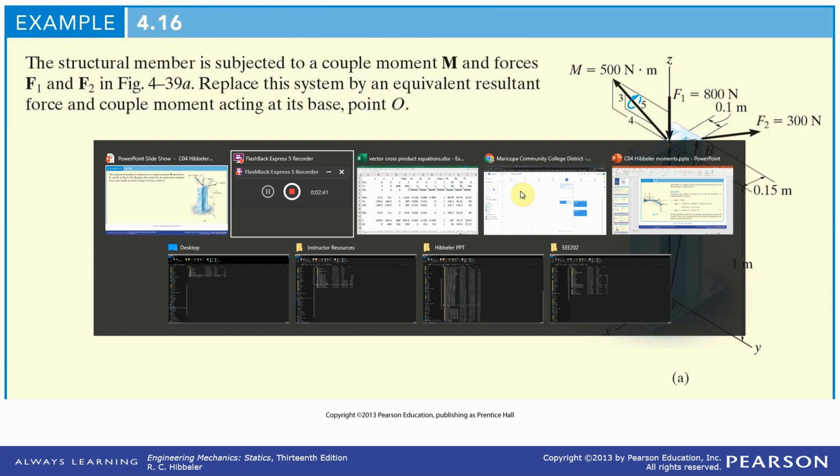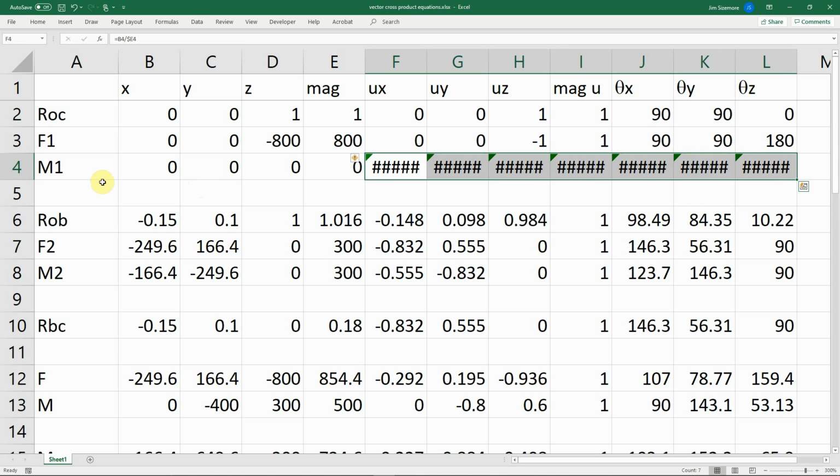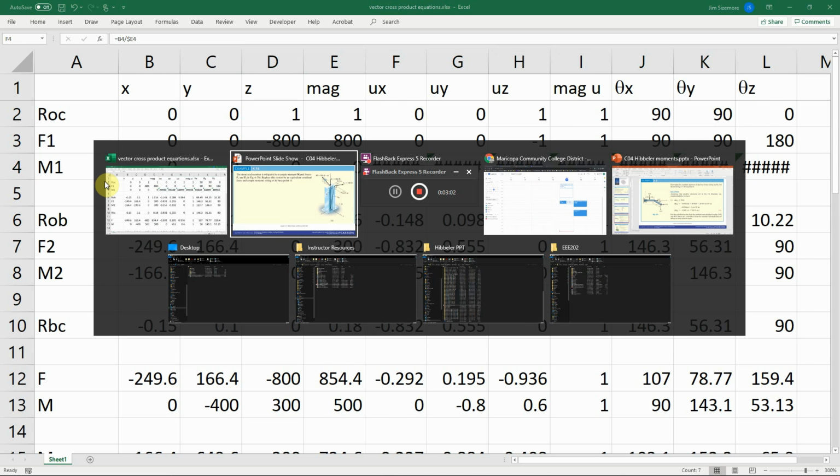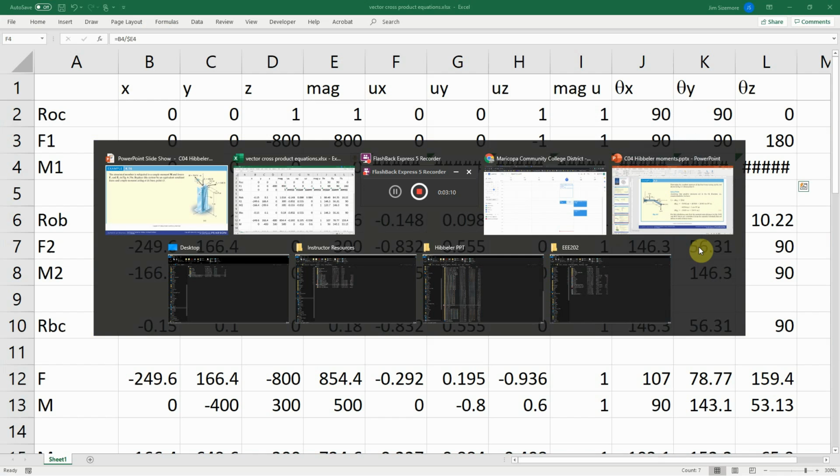Come on, Excel, where are you? There you are. Okay. So the distance from O is 1 meter up, with negative 800 newtons downward, acting along the z-axis. The moment is 0. So let's go back and take a look. Is that right? 1 meter up, negative 800 down. So it's acting right on the z-axis at 1 meter up. Okay, so far so good.